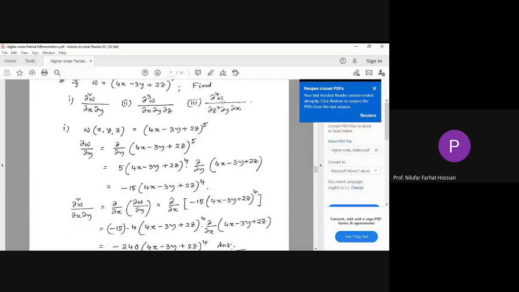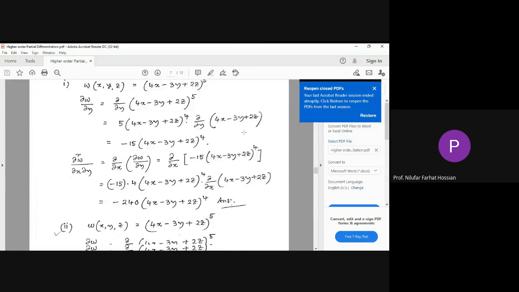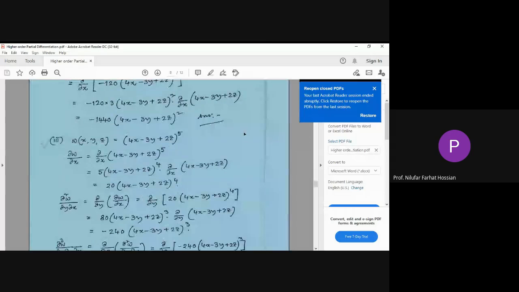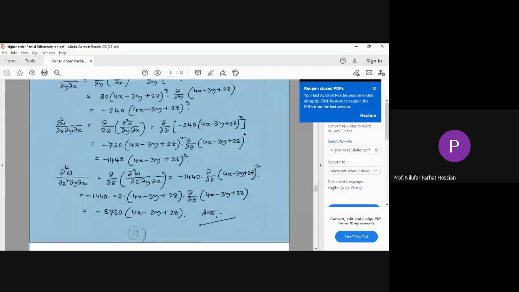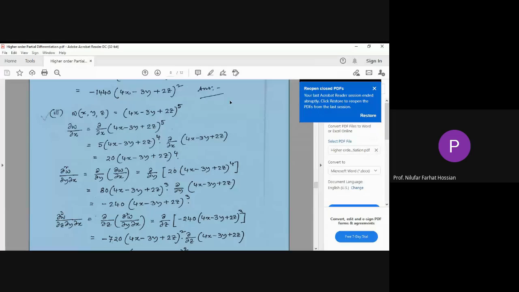Okay, now the third one, what was it in the third one? It is a fourth order derivative, at first with respect to x, then with respect to y, then with respect to z twice. So we start from x, then y, then z. Okay, this was number 3.